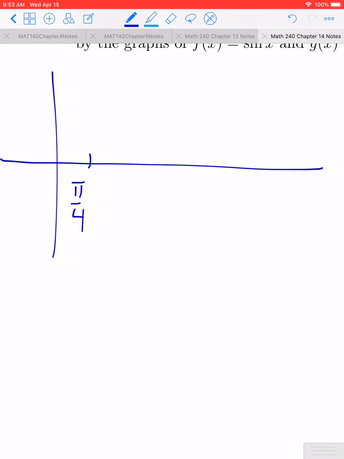So pi over 4 would be here. 5 pi over 4 would be somewhere to the right. The two functions are equal at pi over 4. The sine would look something like this. It starts at 0, it's going to come up, then it's going to start to go back down.